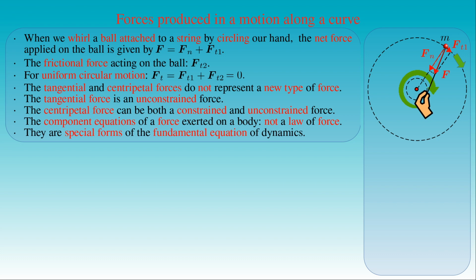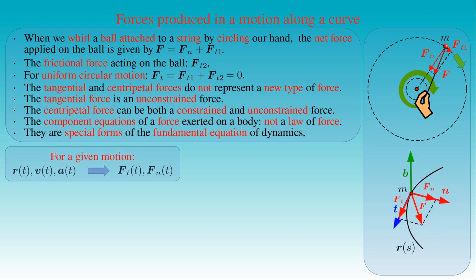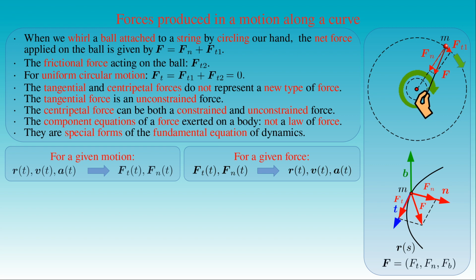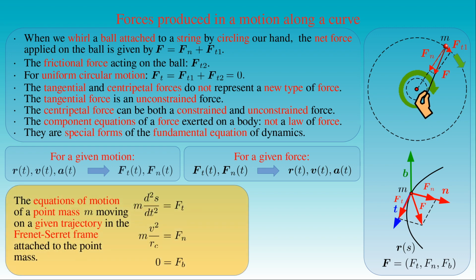If the motion of the body is known, that is, the kinematic quantities describing its motion are given, then the tangential and centripetal forces acting on the body can be determined from these expressions. If our goal is to determine the trajectory, the velocity and the acceleration of the body as a function of time, then these expressions, which are the differential equations of the kinematic quantities, can be solved for these variables. We can also decompose the net force F exerted on the body in the moving frame. Then the components of the fundamental equation of dynamics in the Frenet-Serret frame attached to the moving body are its equations of motion, which are the following.